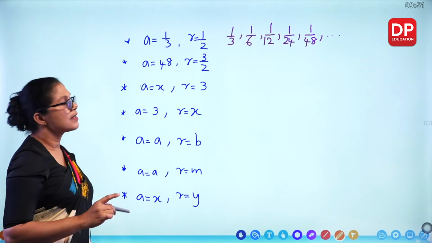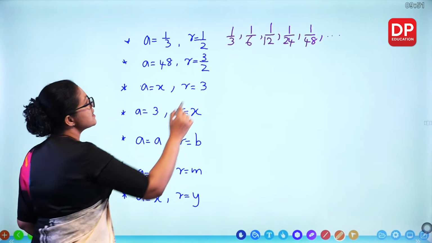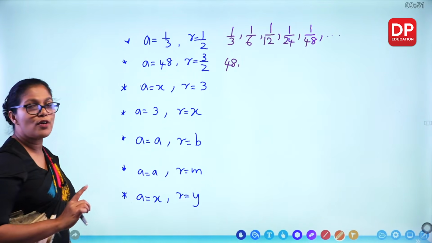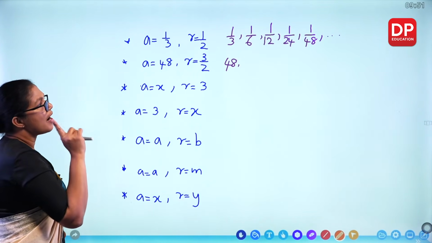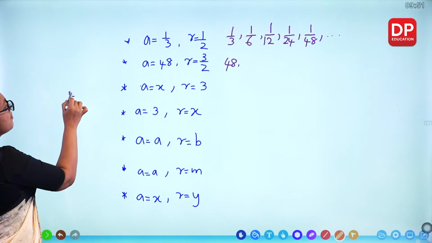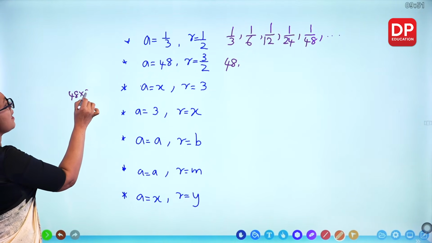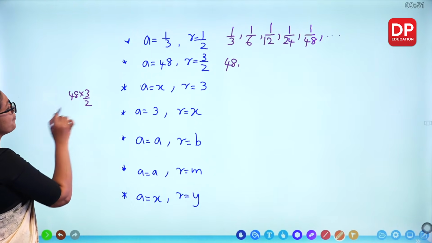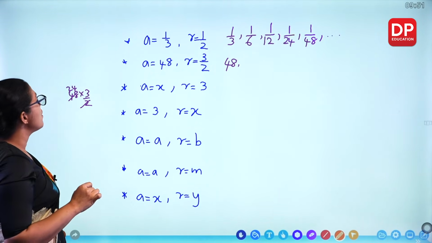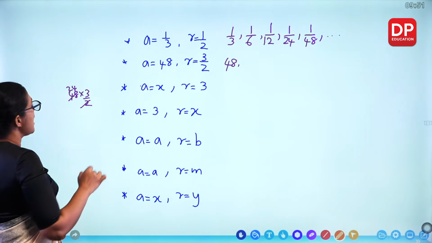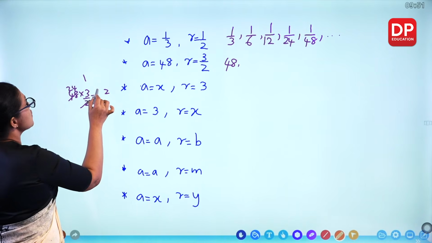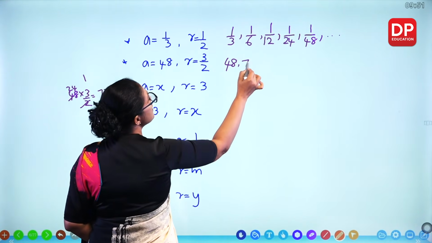This one, starting from 48. The ratio is 3/2. Now, you can't do it at once, so the best thing is to do it separately. 48 multiplied by 3/2. What's the answer? You get 24 multiplied by 3. 3 times 4, 12. 3 times 2, 6, plus 1 remaining, 7. So 72.